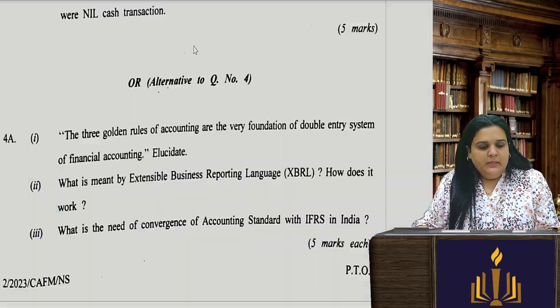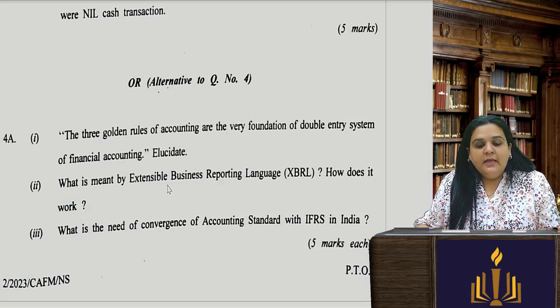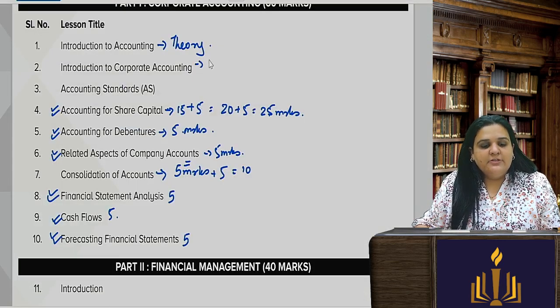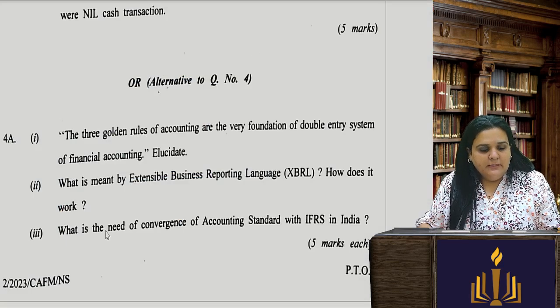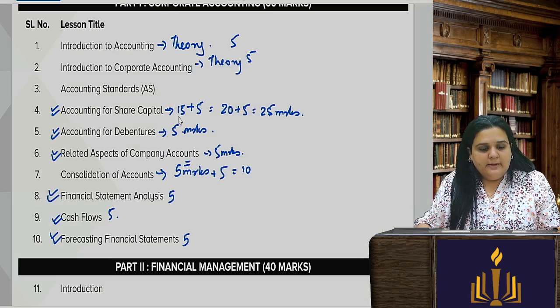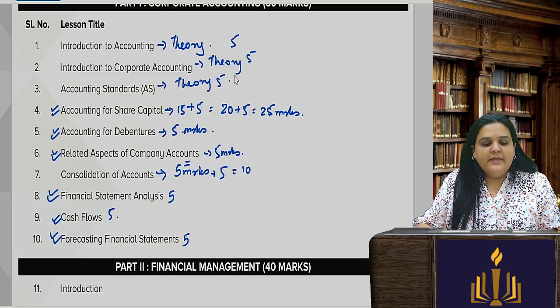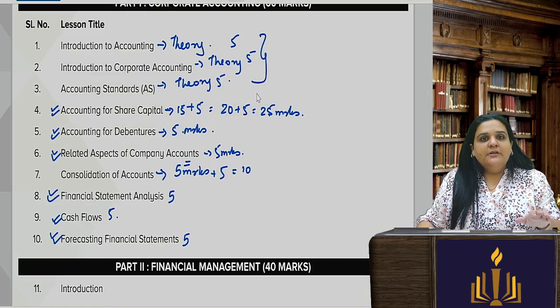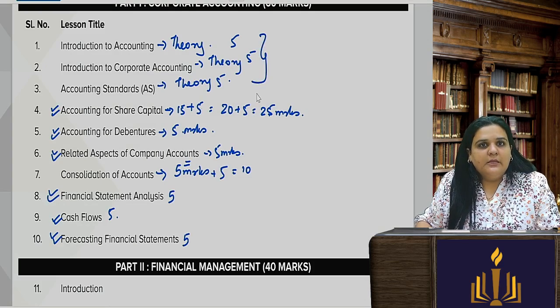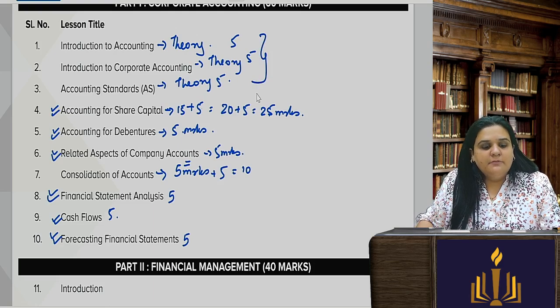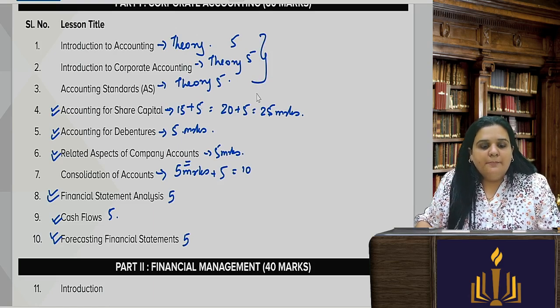First one. Then what is meant by the XBRL, which is from your second chapter, which is theory again. So 5 marks here, 5 marks here. And the accounting standards and IFRS, again theory of 5 marks. So basically, as I have always told, the first 3 chapters are for theory. You really have no practical problems. The module has also not given any problems to be solved. It is all based on the theory.